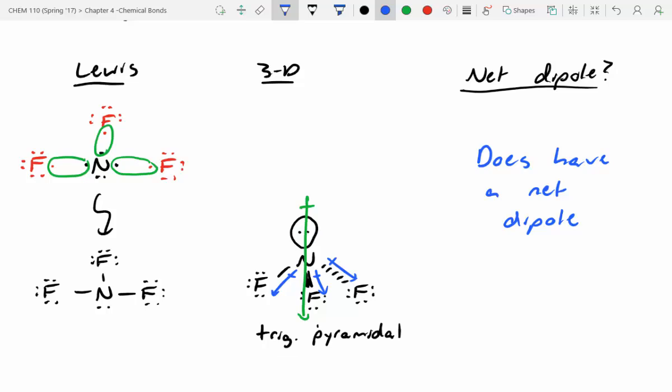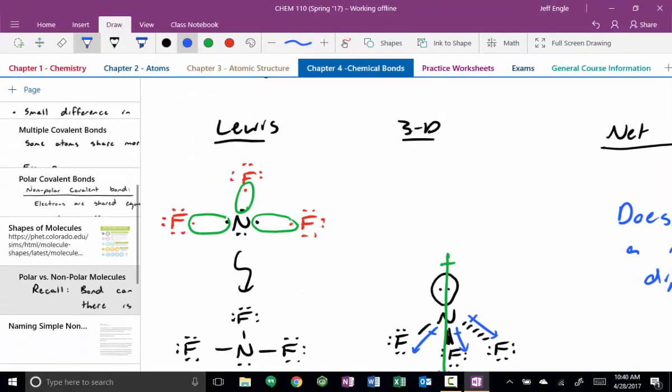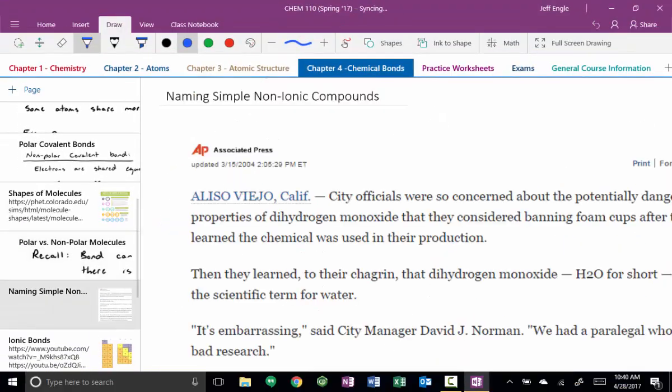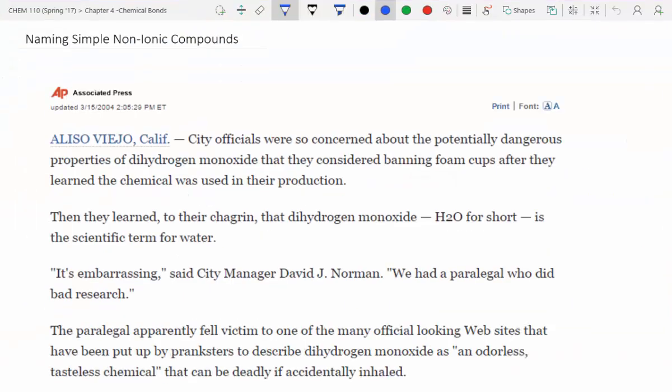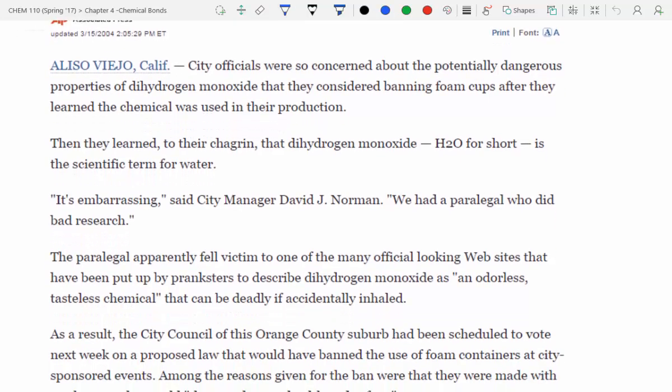Okay, so now we get to go into kind of tedious stuff, but kind of interesting stuff. Naming. So I really like this article. I found it. It came out in 2004. So the city officials were so concerned about the potentially dangerous properties of dihydrogen monoxide, they considered banning foam cups after they learned the chemical was used in their production. Then they learned, to their chagrin, that dihydrogen monoxide, H2O for short, is a scientific term for water. It's embarrassing, they said. We had a paralegal who did bad research.